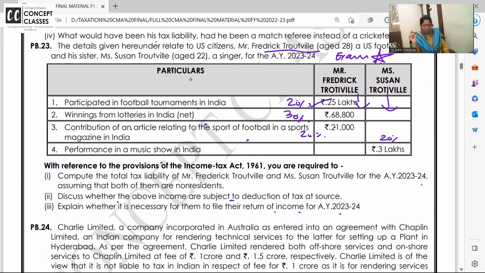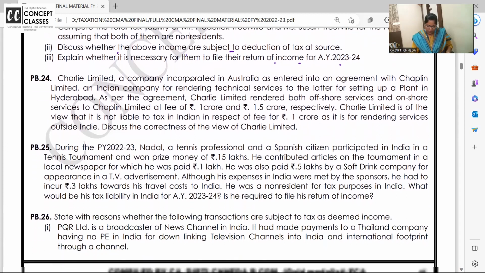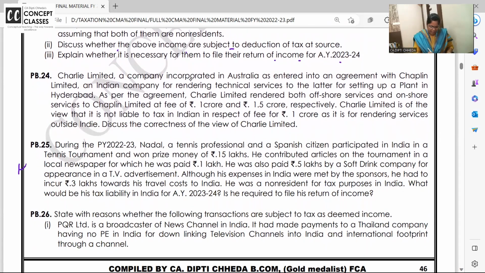But Frederick has got lottery income also. This is already asked in exam for 6 marks and it is a very nice problem. It is in the study material, in the RTP, and also in past exams. Okay, this is the same question. Problem number 25 for the sports person only, so do it and come. Okay, right. The 24th is exactly very easy, but we will do it tomorrow.